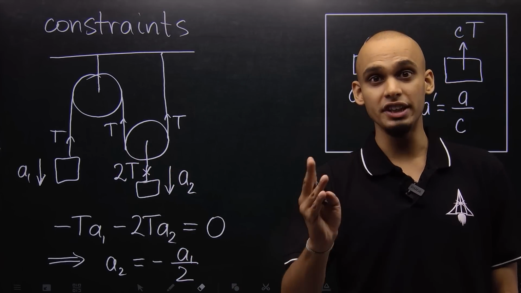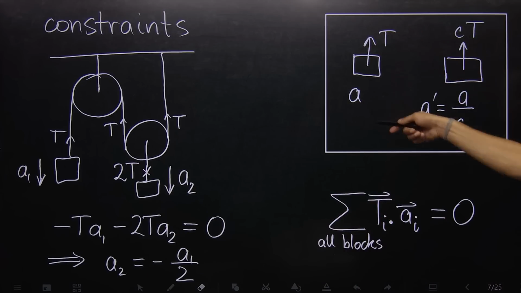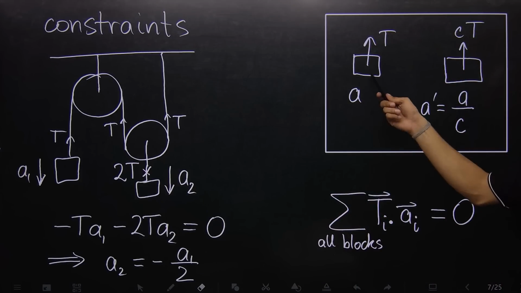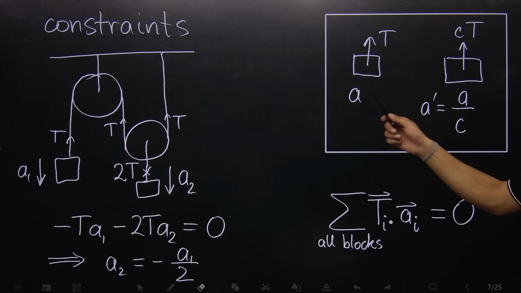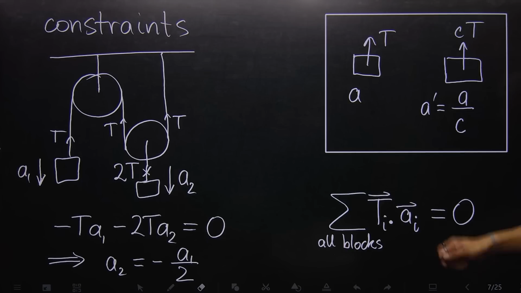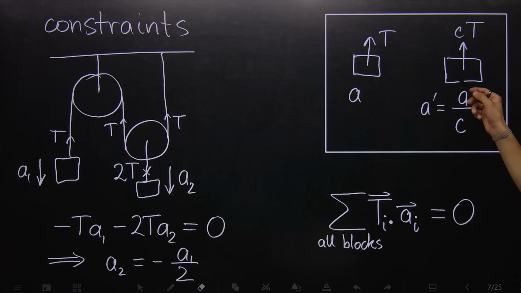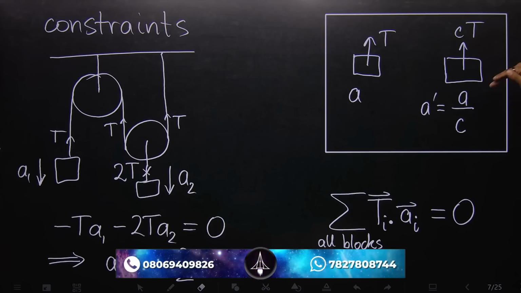And conceptually, if you want to remember, you can remember this fact: in any system, if you have a block that has a tension T acting on it, like this one, and its acceleration is A, then the acceleration of another block which has more tension acting on it will have less acceleration. If the tension acting on another block is a constant C times the tension, then its acceleration will be simply the acceleration of the previous block upon the constant C. So the higher the tension acting on the block, the lower will be the acceleration with which it will move.